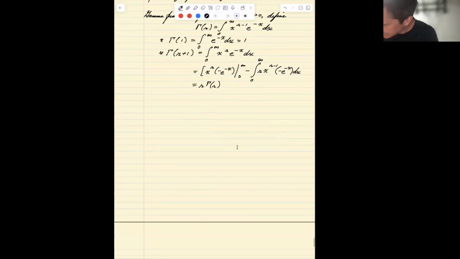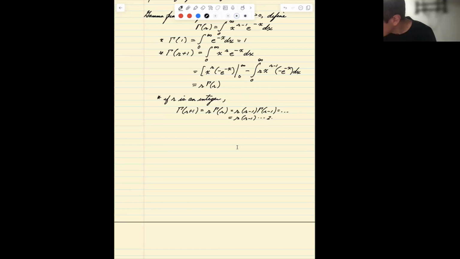In particular, if r is an integer, then gamma of r plus 1 equals r times gamma of r. Gamma of r is equal to r minus 1 times gamma of r minus 1, and so on. We end up with r factorial. So gamma of r plus 1 is r factorial.